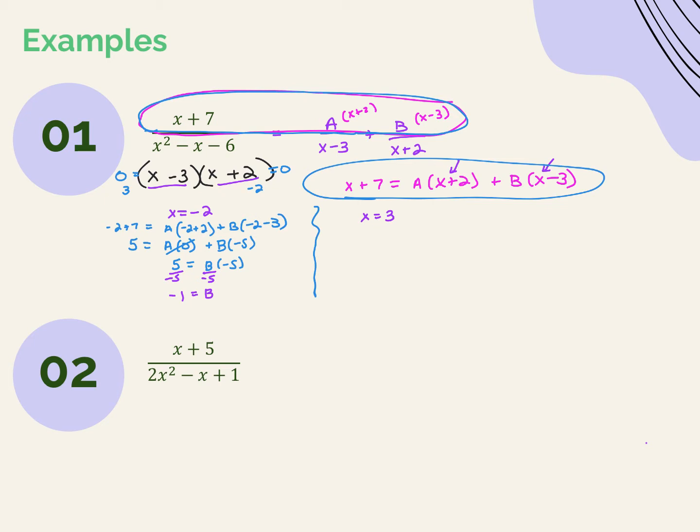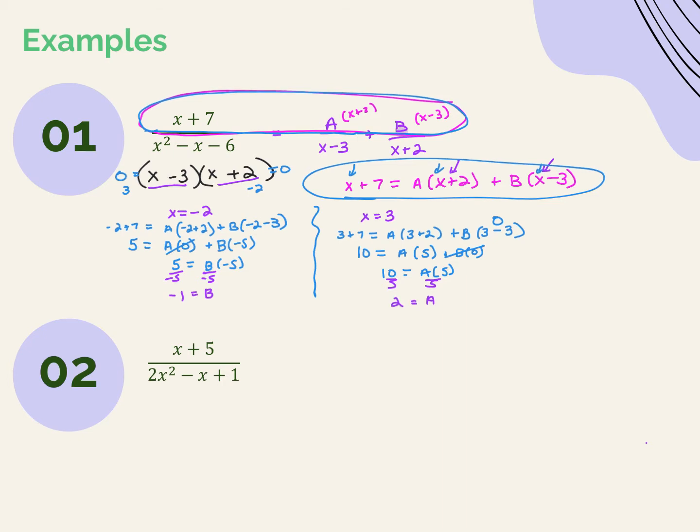Then I'm going to repeat that whole process, this time with x equals 3. So I plug the 3 in everywhere there's an x. 3 plus 7 would equal A times 3 plus 2 plus B times 3 minus 3. 10 equals A times 5. This is 0, so the B is going to get canceled out. 10 equals A times 5. Divide both sides by 5, and A is 2.